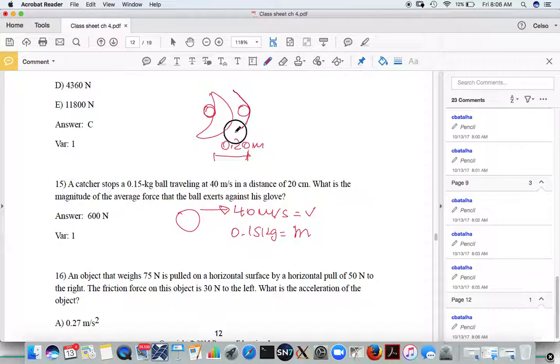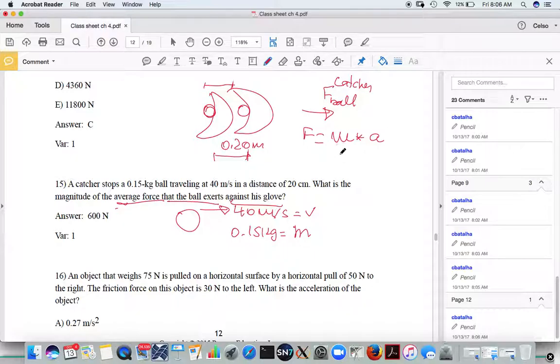So technically the ball travels this much, 20 centimeters, at the hand of the catcher, right? So the catcher slows it down a little bit, so it doesn't stop instantaneously. What is the magnitude of the average force that the ball exerts against his glove? It is in fact equal to the same average force the catcher exerts on the ball. Well, that force is equal to the mass of the ball times its acceleration, right?